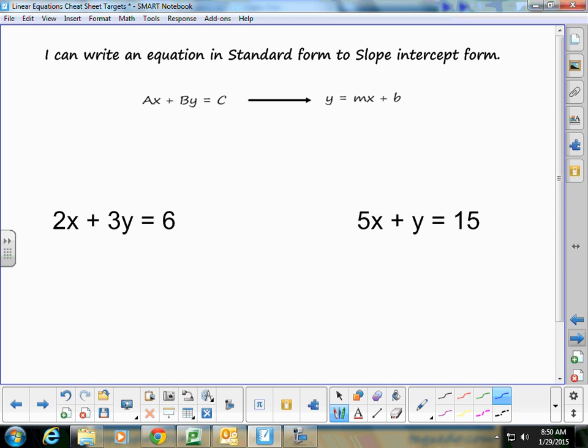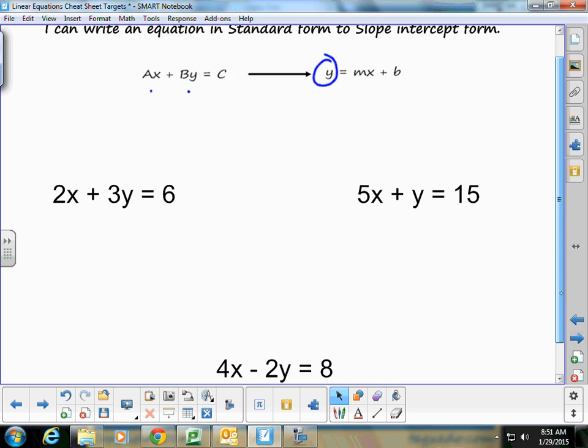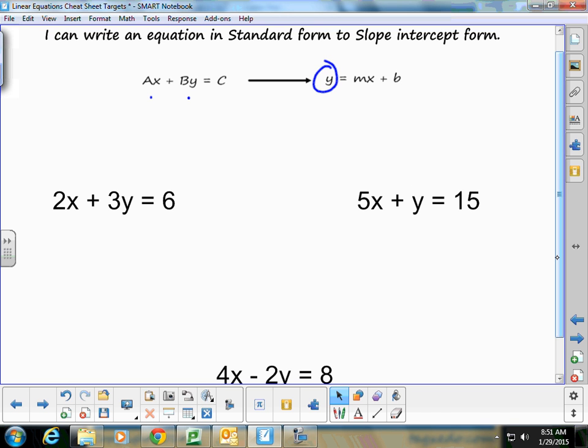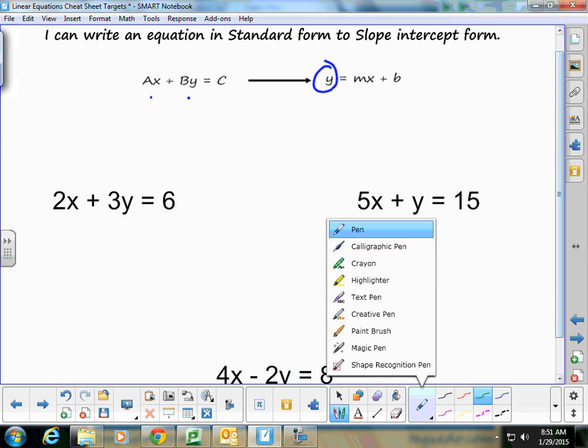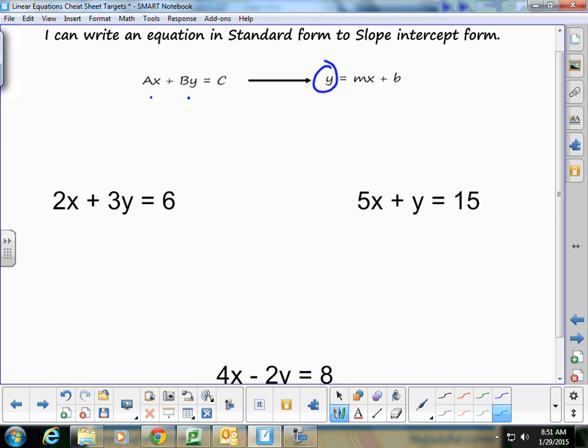So, going from standard to slope-intercept. We have x and y on the left. We really only want a single y on the left. So our steps are to move things over. We're going to move x over first. Since we're adding 2x, we're going to subtract 2x. So we get 3y is equal to a -2x plus 6. We are going to divide by 3 to get y alone.